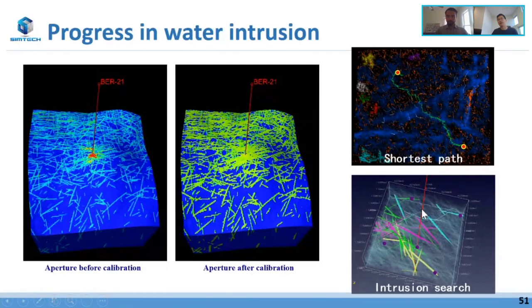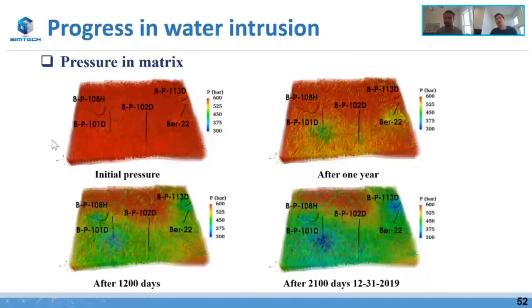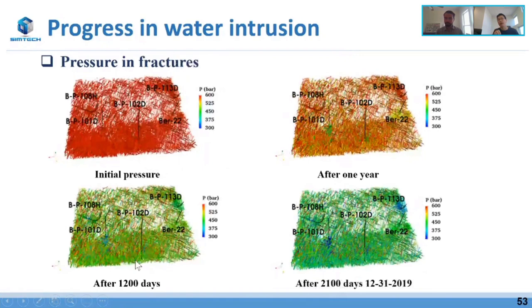Also, we have the capability to search any possible water flow path, so that we can research which path is the most likely water intrusion direction. And with our new visualization module, we can not only check the pressure, water saturation or oil saturation in the matrix, but also see through those fractures, because the response in the matrix and the fracture is totally different.